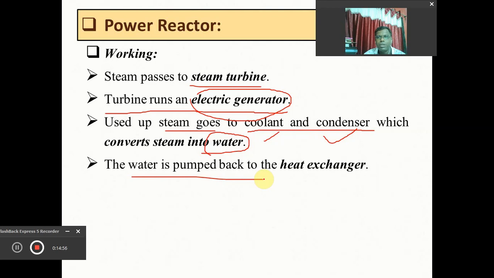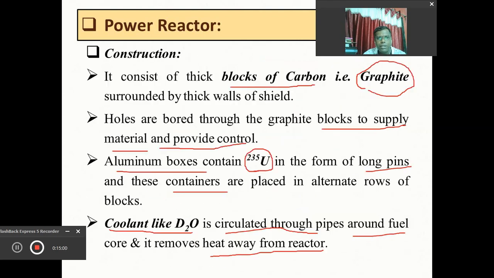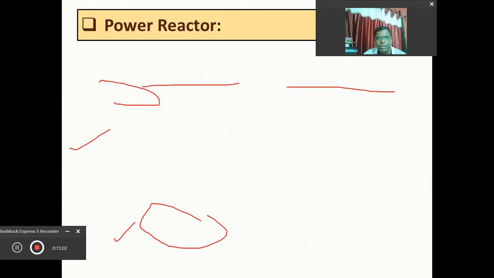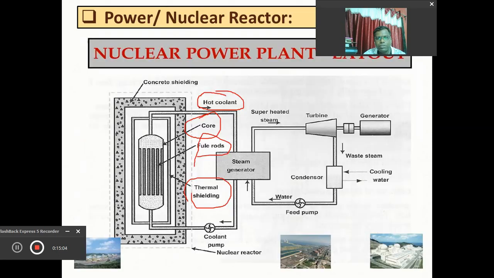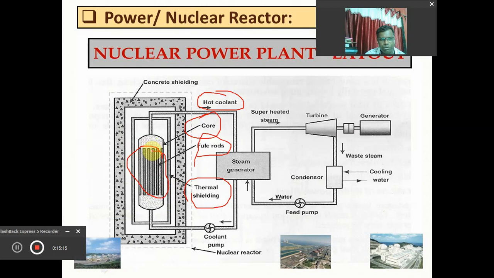I hope you can understand this process. If you see the diagram of this power reactor, you will see how this is recycled, because heat is generated here by means of this nuclear fuel, and once it is generated, this energy is passed through this.